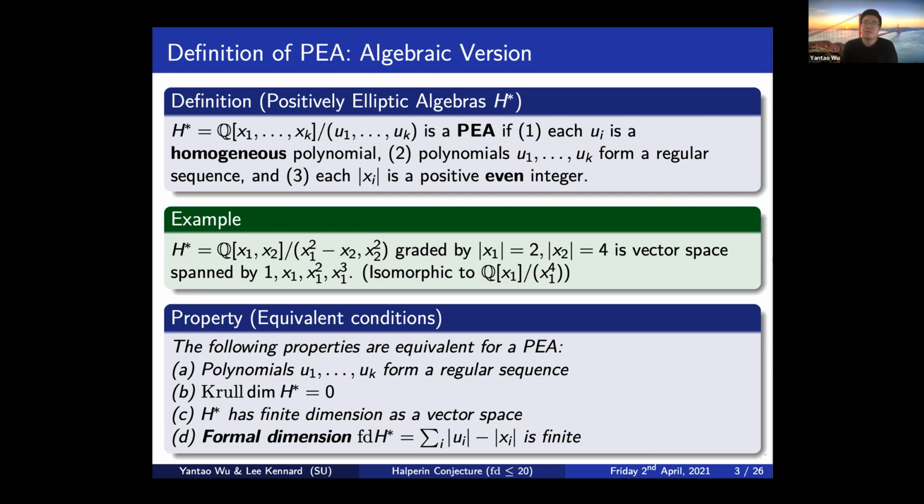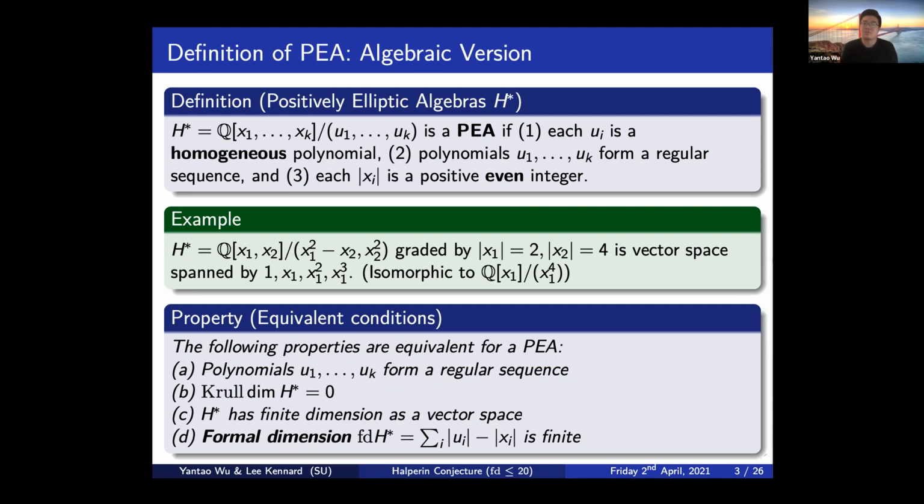It's clearly homogeneous and from a regular sequence, and each generator has a positive even integer grade. We can see that it is a vector space, and when we write the basis out, it's 1, x1, x1 squared, which is also x2, x1 cubed, which is also x1 times x2. It turns out that this vector space is isomorphic to another one, which is simply a polynomial algebra with one relation, x1 to the power 4.